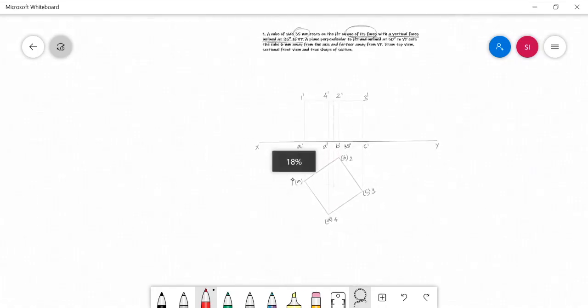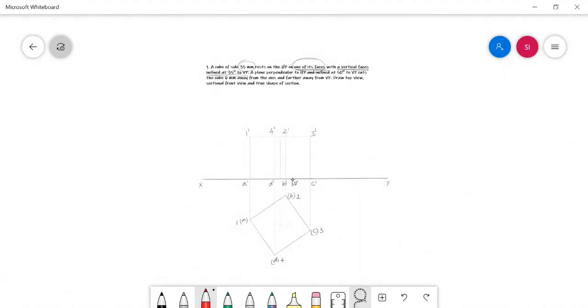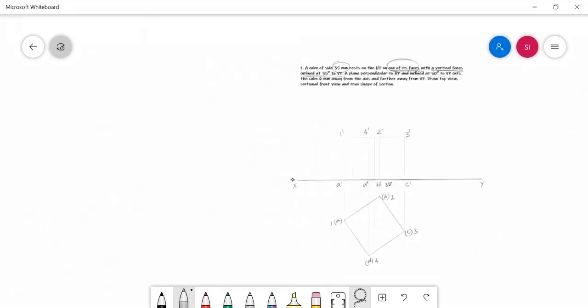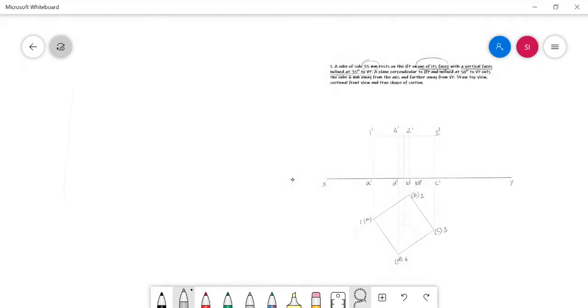Now about the cutting plane. The cutting plane given in this problem is perpendicular to HP and inclined at 50 degree to VP. That is our fourth type cutting plane. So the cutting plane will be like that.